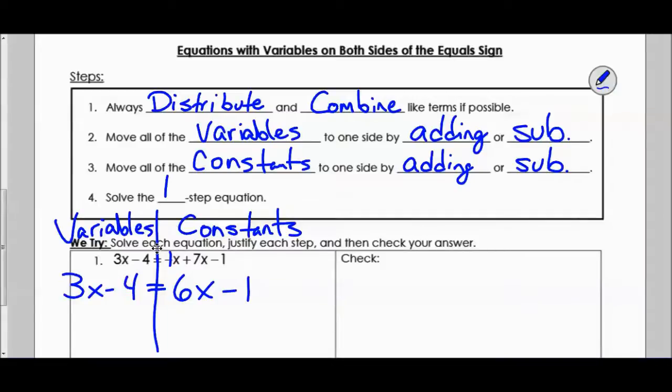The instructions also say that we want to justify each step. When I say justify, it really just means write the property that you use. The first step was really just combining two like terms. That's what we're going to say. That's our first property. Combining like terms, or CLT.